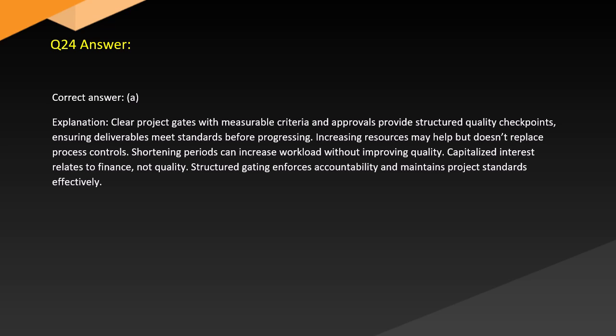Answer. Correct answer: A. Explanation. Clear project gates with measurable criteria and approvals provide structured quality checkpoints ensuring deliverables meet standards before progressing. Increasing resources may help but doesn't replace process controls. Shortening periods can increase workload without improving quality. Capitalized interest relates to finance, not quality. Structured gating enforces accountability and maintains project step effectively.